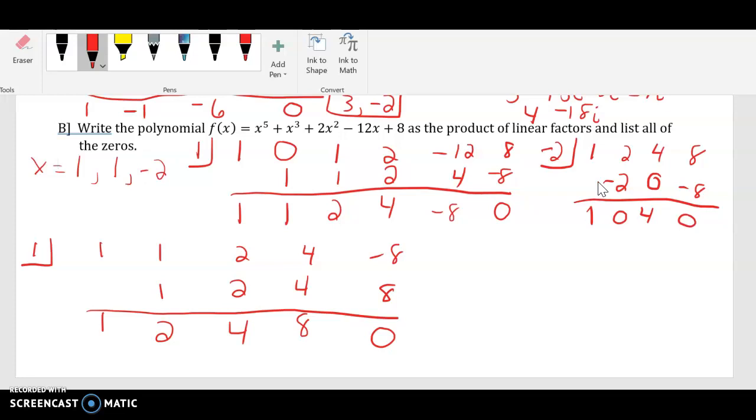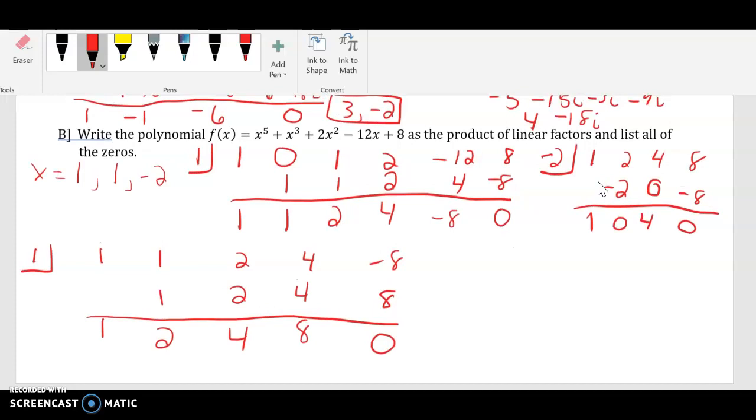That confirms that all 3 of these that I found on my calculator are zeros. So what do I got left? I started with x to the 5th. I divided by x. I divided by x. And I divided by x. So I should have x squared, no x's, plus 4. So I got to solve that.